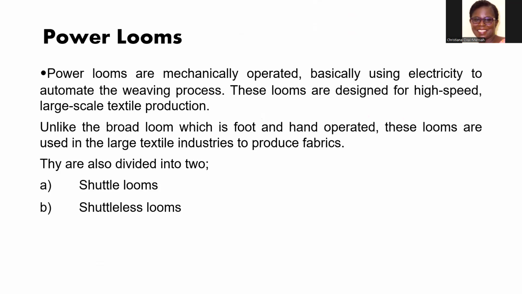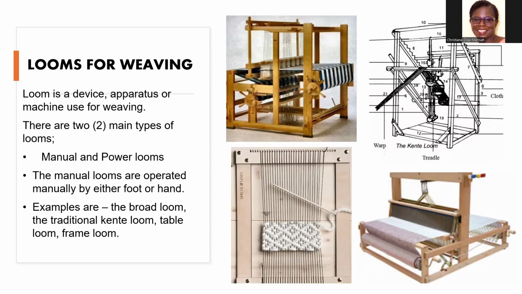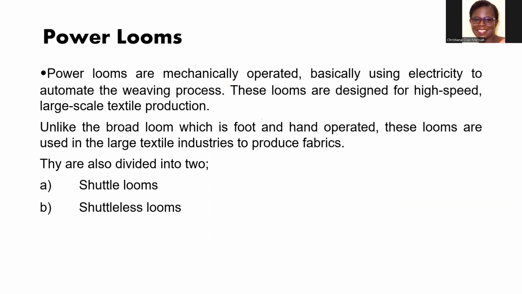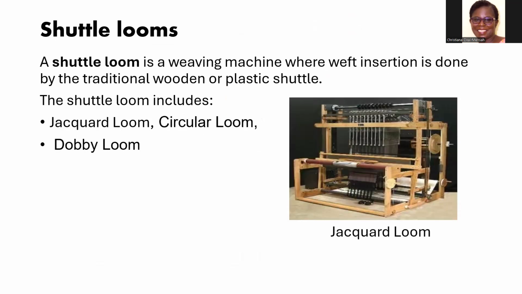With the power looms, you have two types. You have those that use a shuttle, and that one is called the shuttle loom. Then we have those which do not use a shuttle, and that one is called shuttleless looms. Okay, so let's talk about the shuttle looms. This is an example of a shuttle loom.